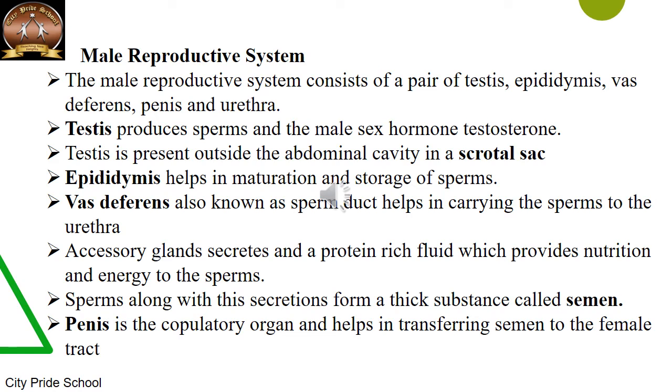Penis, I showed you, is the copulatory organ for the males and helps in transferring the semen to the female tract. Here one thing needs to be known: the urethra is the structure that allows the sperms to be sent outside, and it is also responsible for excretion of urine. Though there is only one opening for both the semen and the urine, both are never released together. It always happens one at a time, at different times.